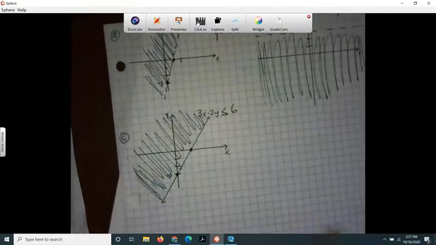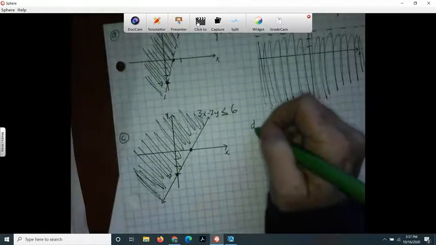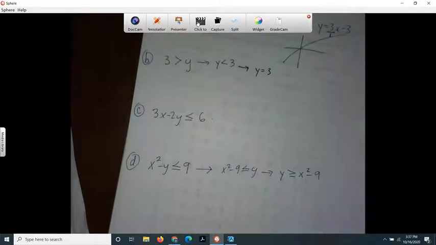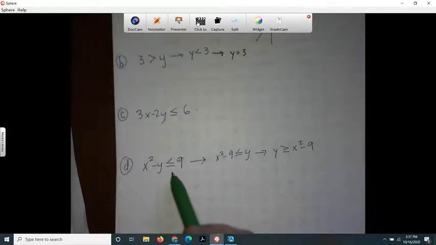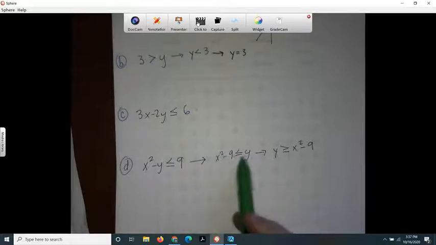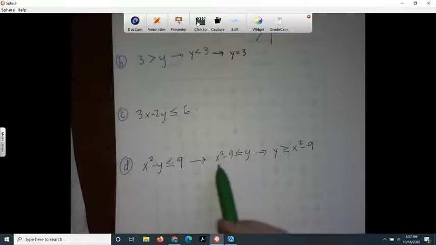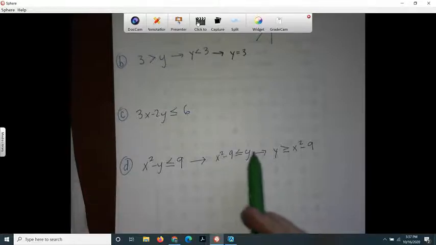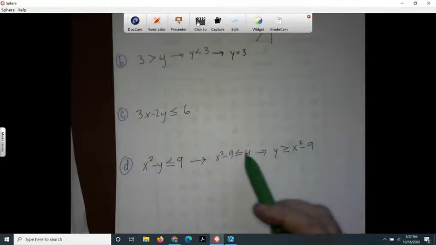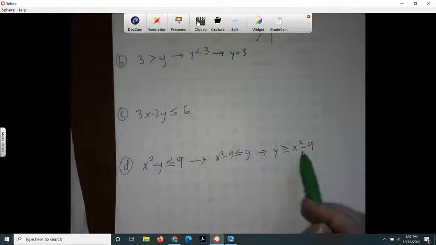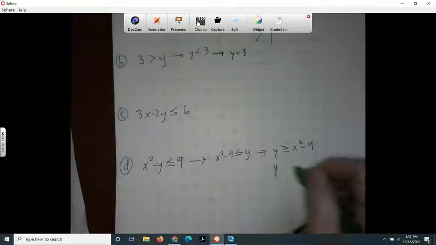Okay, and then letter D. Letter D is x squared minus y less than or equal to 9. So I wanted to rearrange it to get it like in standard form or maybe graphing form. It turned out I didn't really need graphing form. Well, I guess it is in graphing form. I just rearranged it. And so I'm going to graph y equals x squared minus 9, and then I'm going to test a point.